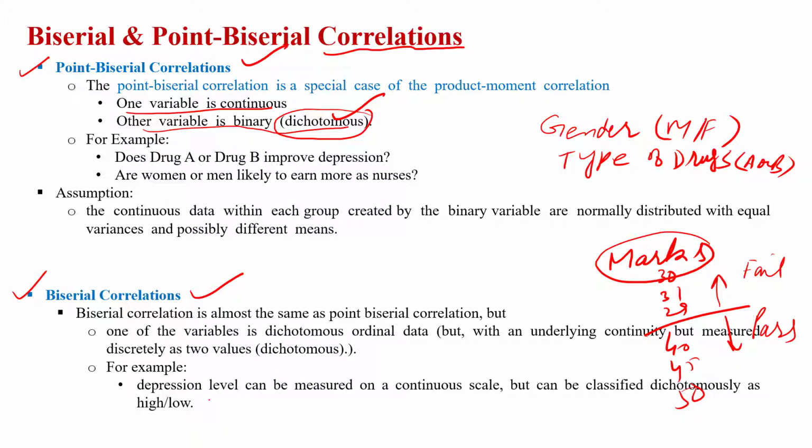Similarly, I can give the example of depression level. Usually we measure it as continuous, but we can classify whether it's a high depression level or a low depression level, right? So in such cases we can apply the biserial as well as the point biserial correlation coefficients. But the main point is that the point biserial correlation is a special case of the product moment Pearson correlation coefficient.